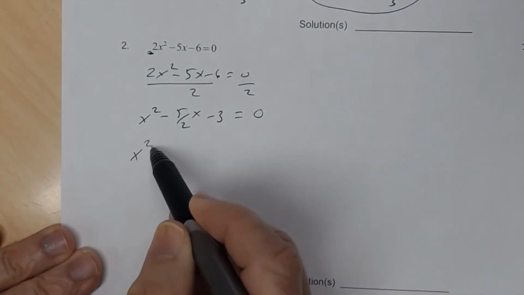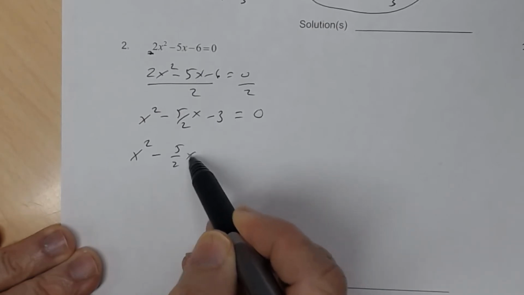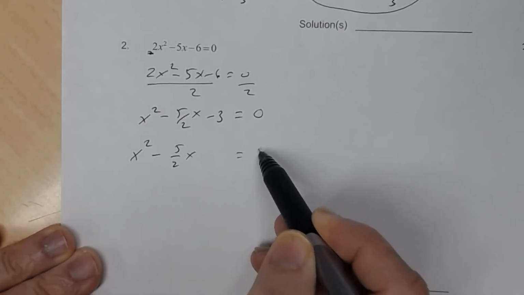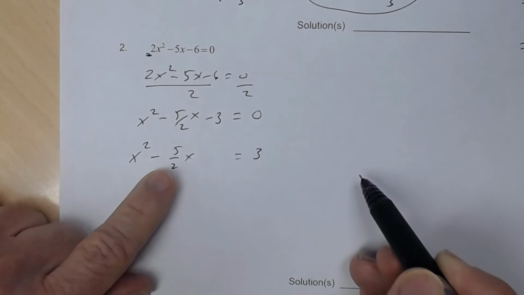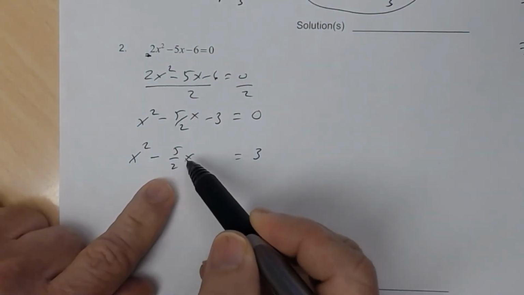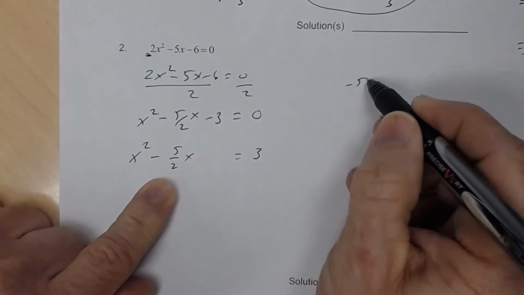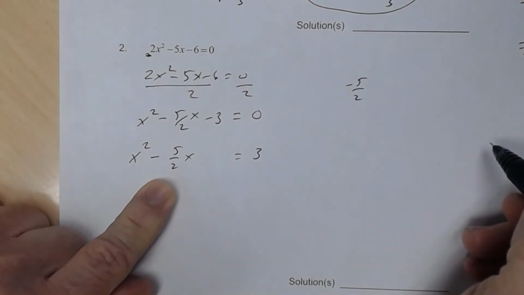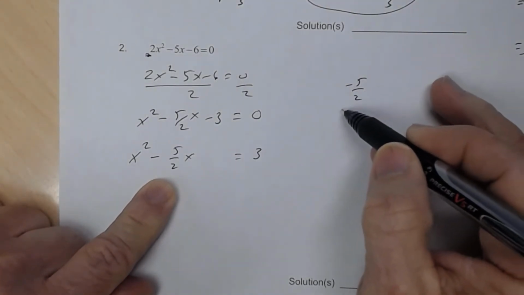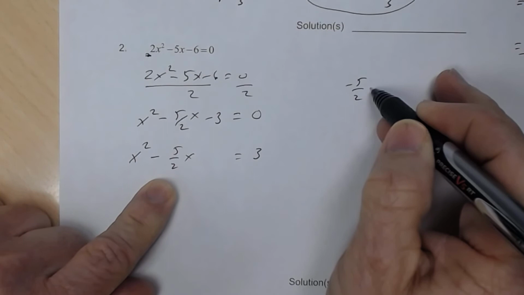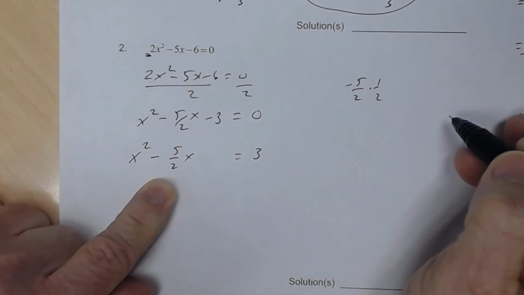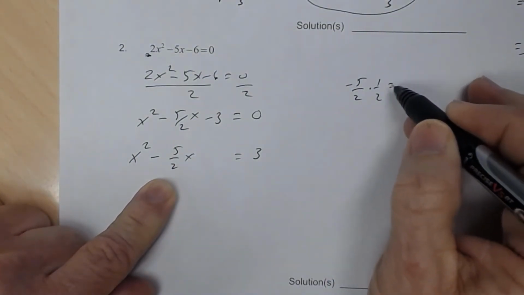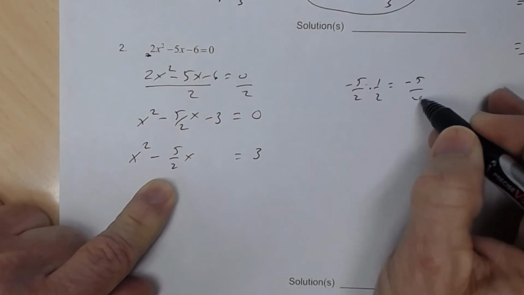All right, so the next step is to bring the constant to the other side. So when I do that, I get x squared minus 5 halves x, leave some space, equal 3. Now the next step is to take the coefficient of x, which is a negative 5 halves, and then take half of that. Taking half either means to divide by 2 or multiply by half. I'm just going to multiply by half. And then I'm going to get a negative 5 divided by 4.